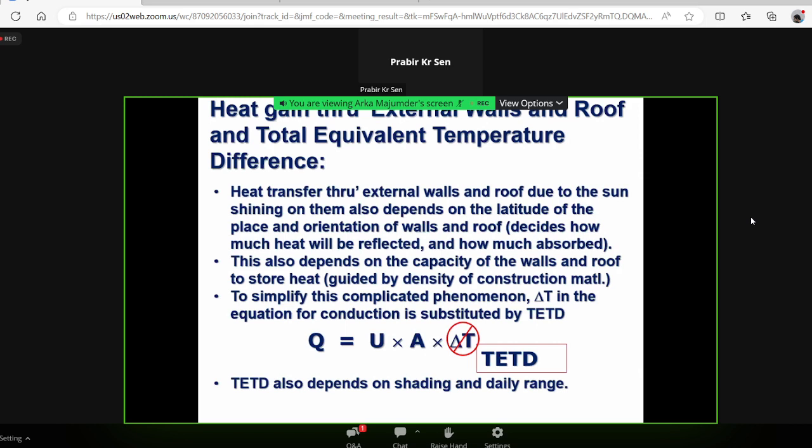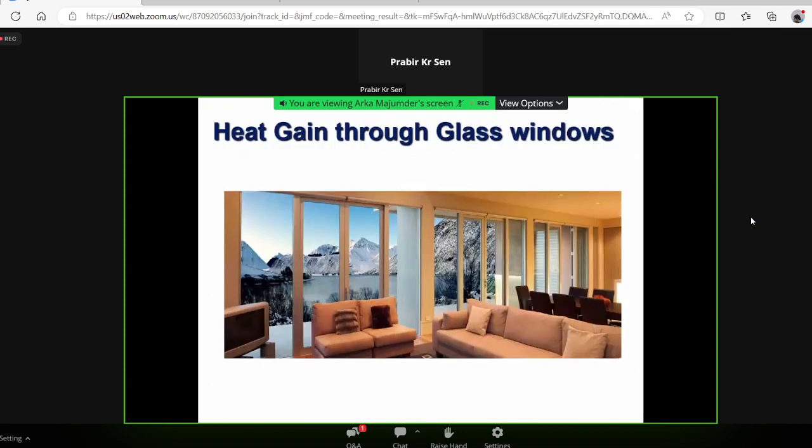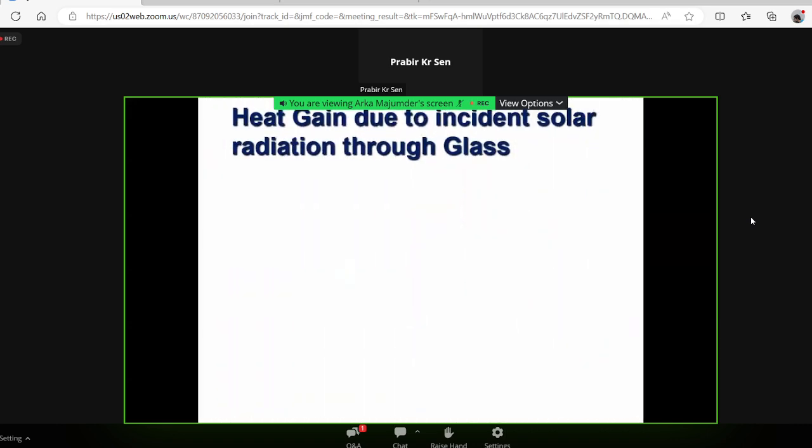So daily range you can find from the weather data in ISHRAE weather data, whatever I have given. In those pages there are other columns which give the daily range also. So you see the daily range and go by the daily range and find out TETD. I will show you at the end of my lecture. I will discuss on some Excel sheet where I have shown how we calculate TETD. Next. So this is how the heat transfer through building wall and roof has to be done. U A TETD. Next, heat gain through glass and windows.